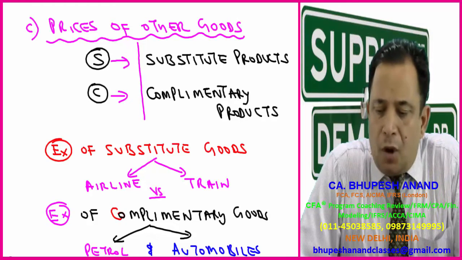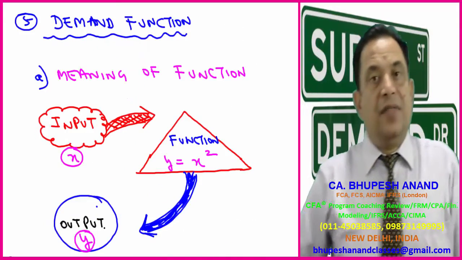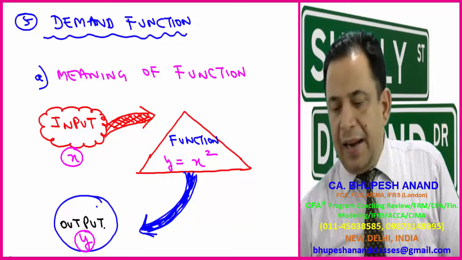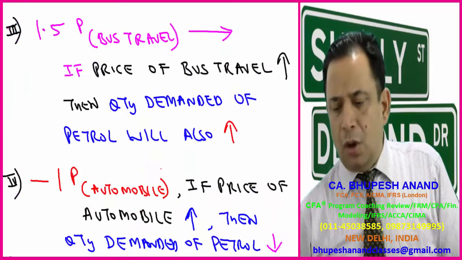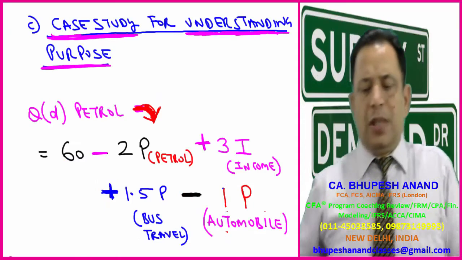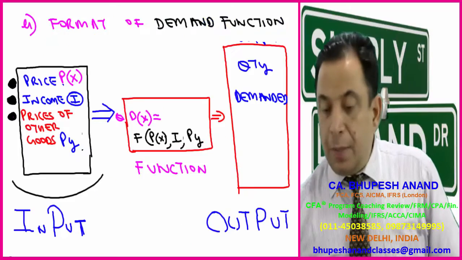An example of complementary goods: petrol and automobiles. Okay, so these are the factors in which I can say the principle of demand is there. And today I will also tell you the equation, that is, what is the equation of a demand function. But before that, I want to tell you what is the meaning of a function.